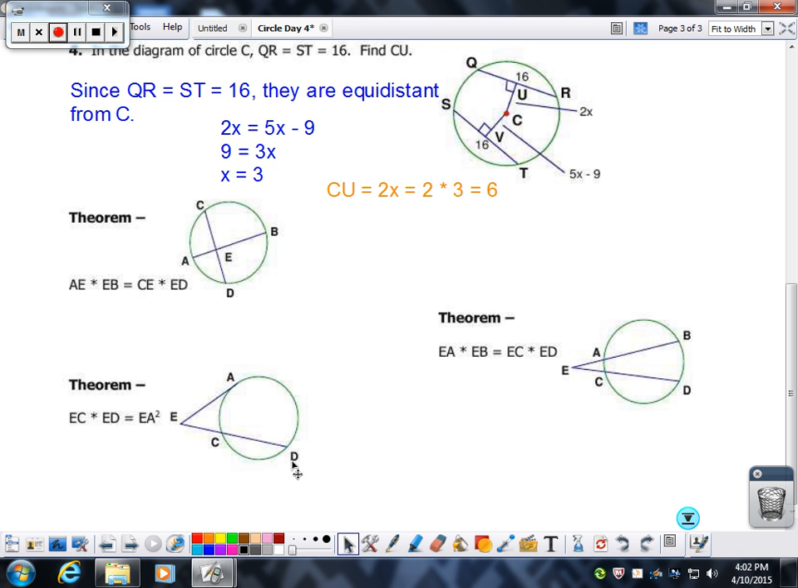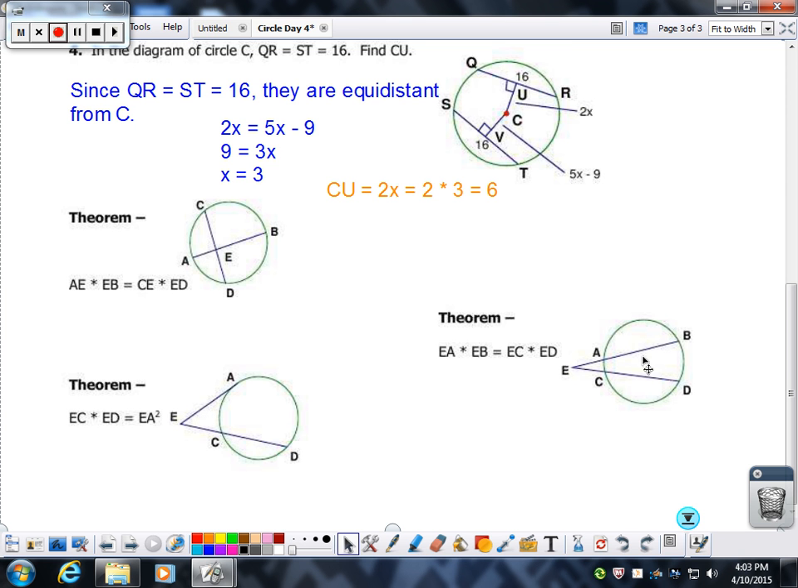Theorem number 2, if you have a chord that intersects a secant outside a circle, then what that tells us is that the outside piece, which is EC, times the full length, which is ED, is going to be equal to the tangent segment squared.